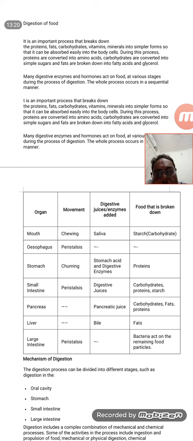And in the small intestine, the movement is peristalsis, digestive juices are secreted, and this is where the maximum digestion takes place. Pancreatic juice is there, which is responsible for digesting carbohydrates and fats, and the liver secretes bile. The food that is broken down is fat. And in the large intestine, peristalsis, bacteria act on the remaining food, and it will absorb water and synthesize vitamin B12 and vitamin K.